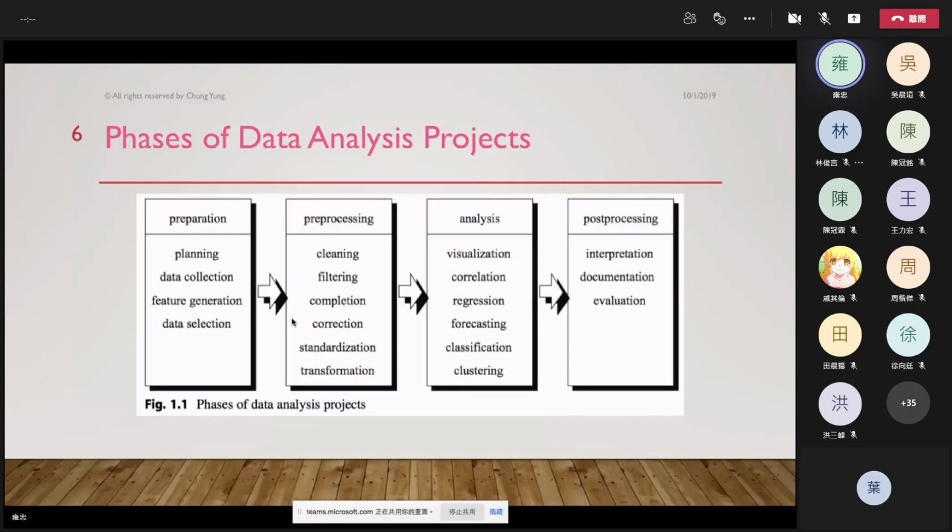Pre-processing includes data cleaning. When I say noisy data or irregular data should be excluded, it's data cleaning. Filtering. Usually we will get a very large data set for analysis, but certain analysis only needs part of the data collected. So we need to filter out those data not of our interest for this analysis.